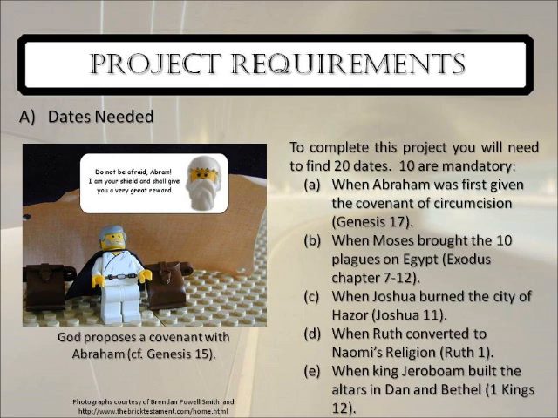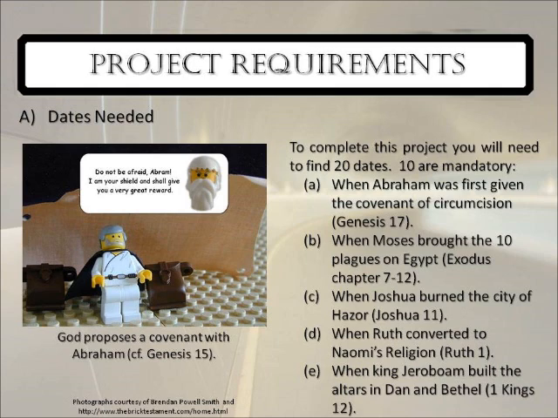The first thing you're going to need to do is find dates. And I've said that I want 20 total dates on this timeline. The first 10 of these dates are mandatory, meaning they're not negotiable. I want to see what you can find for each of these dates.